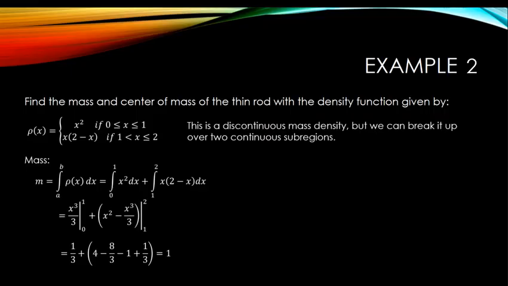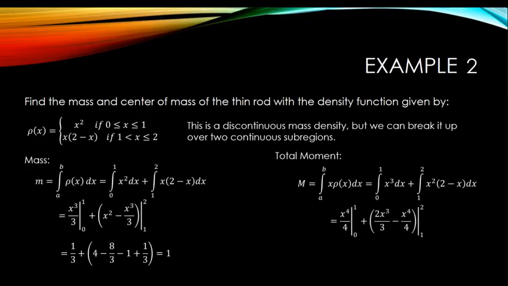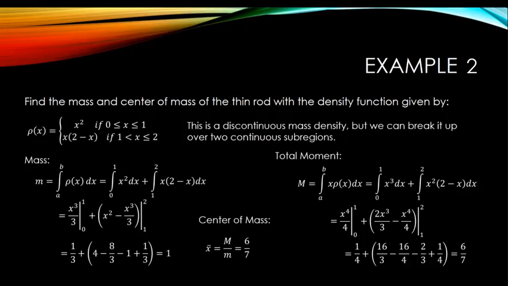Now I want to find my total moment. My total moment is capital M, and that's given by the integral from a to b of x times rho of x dx. This is equal to the integral from 0 to 1 of x cubed dx, plus the integral from 1 to 2 of x squared times the quantity 2 minus x dx. I do the integration and I get x to the 4th over 4 evaluated from 0 to 1, plus the quantity 2x cubed over 3 minus x to the 4th over 4 evaluated from 1 to 2. I plug in those limits of integration and simplify, and I get 6/7, so that my center of mass is given by big M over little m, which is equal to 6/7.